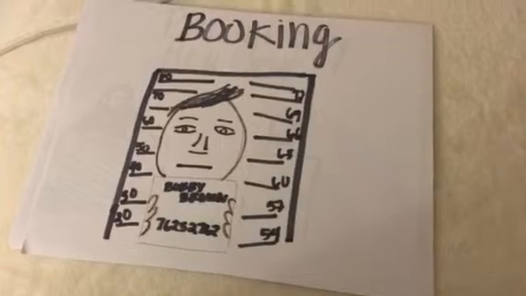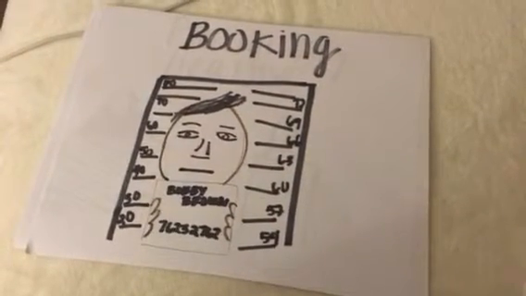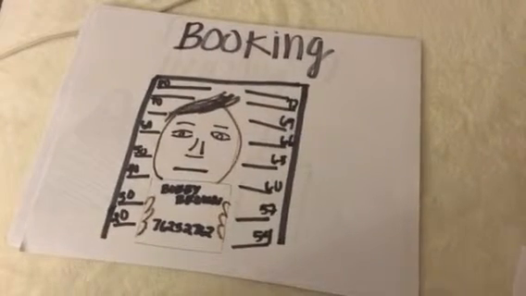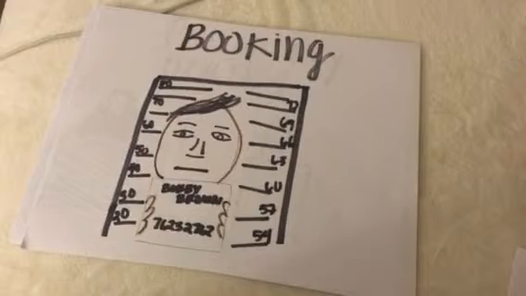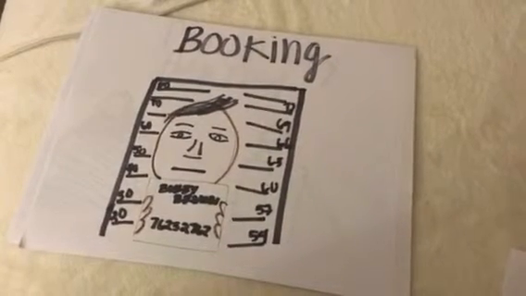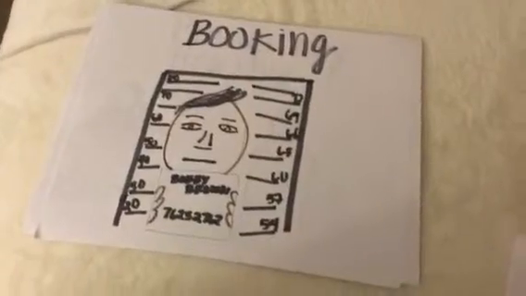Booking. After arrest, the criminal suspect is usually taken into police custody and booked or processed. During booking, a police officer will take the criminal's personal info, record the suspect's crime info, run a background check, and take all personal belongings.